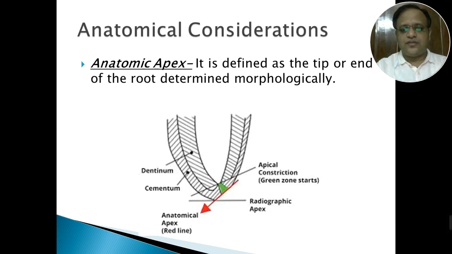So according to Cutler, the anatomic apex is defined as the tip or end of the root determined morphologically. That means when you see this diagram illustration down, you can see that there is a green zone. So the area where it terminates, the green zone, it is called the anatomic apex. Usually this is the entry point of all the nerve bundles, the blood vessels and the periodontal tissue that is in connection with the pulp tissue of the canal.